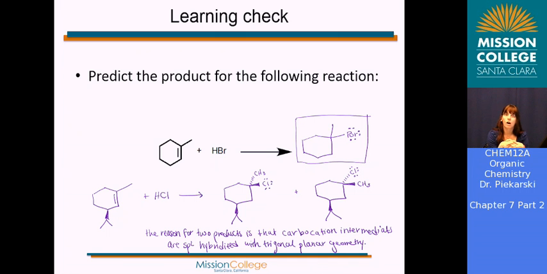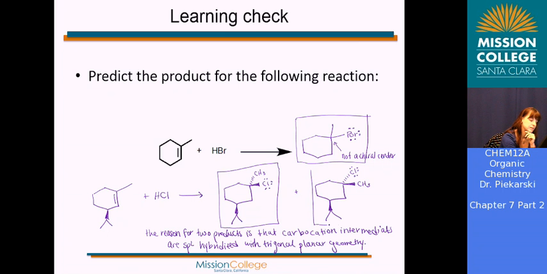You may be thinking, well, what about the first one that we did? Why don't we get two products here? Is this a chiral center? No. Because it's not a chiral center, we don't have to worry about getting two different products. We don't have chirality. So just be careful with that. So this is not a chiral center. These are. So these are both valid products. Okay?